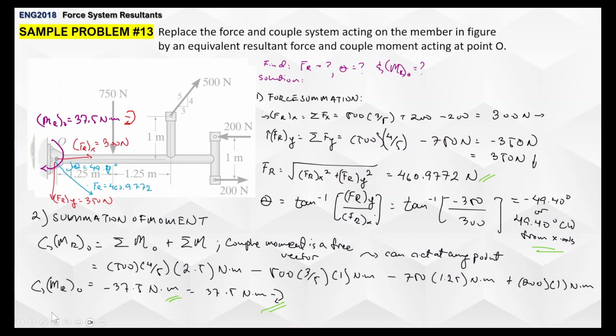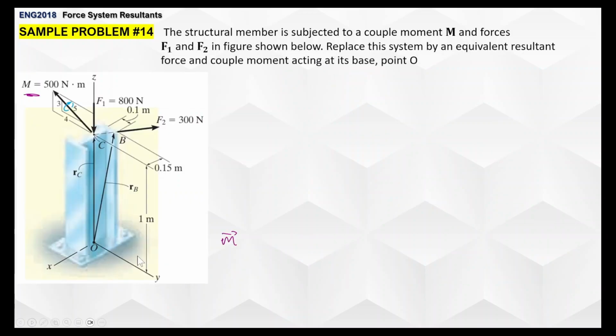So it's time for one 3D sample problem. Okay. So here we are. Okay. So several things. There's a lot going on here. This is a particular beam, a structural member, and it's subjected to a couple moment M and forces F1 and F2 in the figure shown below. The problem wants us to replace this system by an equivalent resultant force and couple moment acting at its base point O. Okay, so we have the X, Y, and the Z axis here.